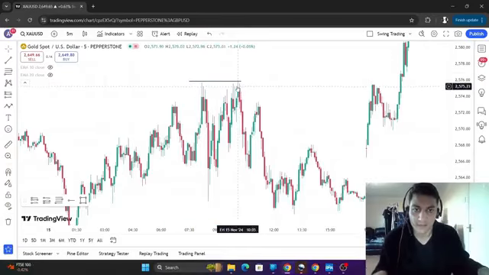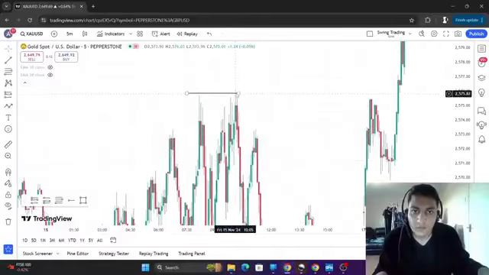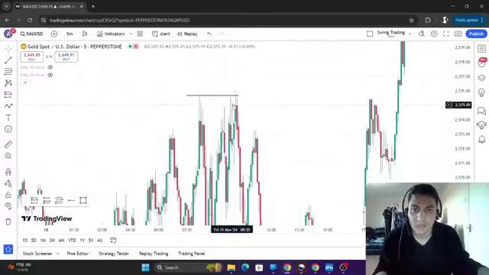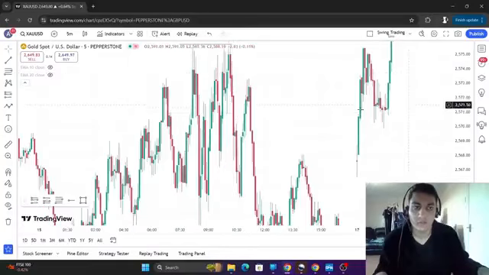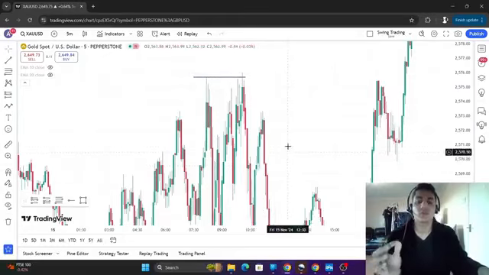See this wick here? See this wick? Let me make this more obvious. See this wick? You see how it points up, literally comes out, takes out this high. Let me make this a bit clearer. It comes up, takes out this high, instantly reverses. Look how aggressively we reverse. That right there is your liquidity sweep. It pokes up, takes out the high, quickly reverses. That is your liquidity sweep.